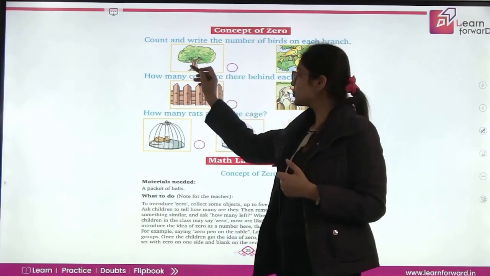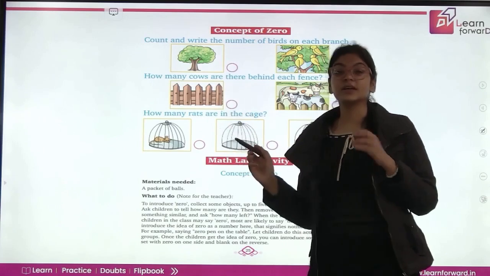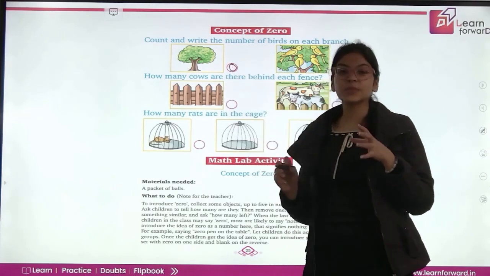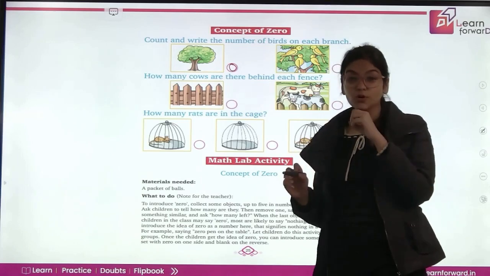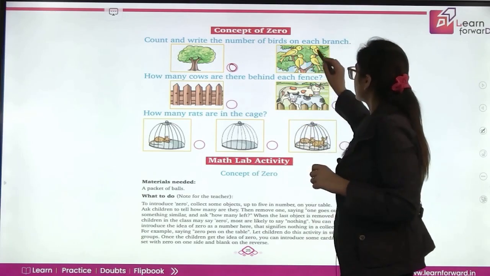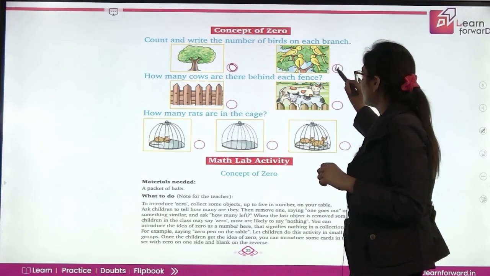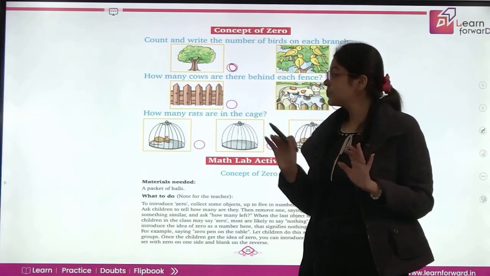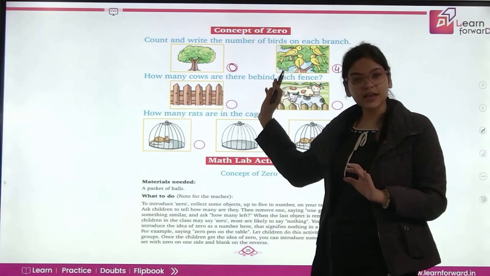So as you can see in this branch there are 0 birds. So this is 0. यहाँ पे इसमें एक भी bird नहीं है, so इसका मतलब 0 birds are there. So 1 2 3 4 and in this picture there are 4 birds. So ये फर्क होता है. 0 मतलब यहाँ पे कुछ भी नहीं है. And there are 4 birds in the second picture.